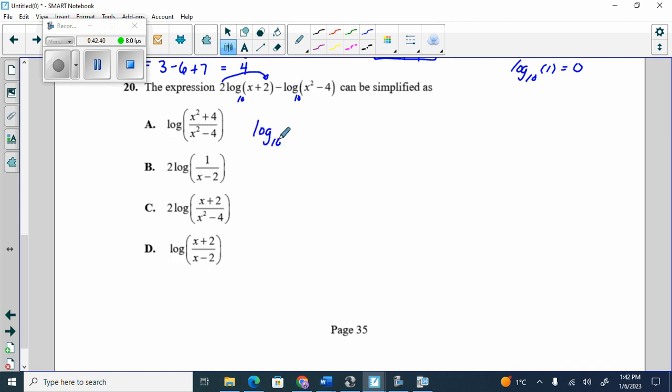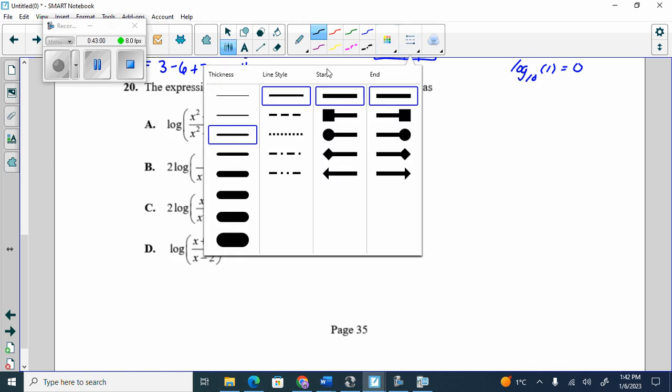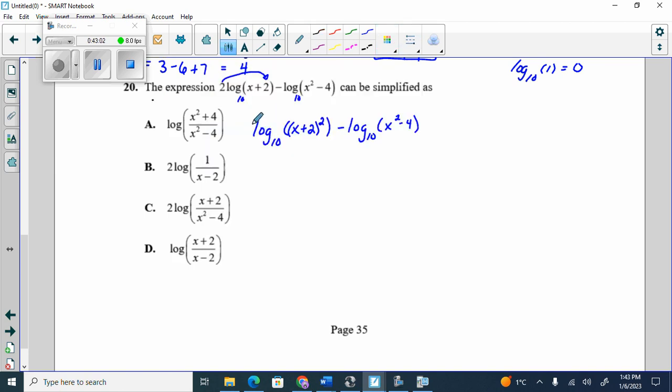So I get log base 10 of x plus 2 squared minus log base 10 x squared minus 4. So anything with a plus 1 in front goes in the numerator. Anything with a minus 1 in front goes in the denominator. So this one's a plus 1.